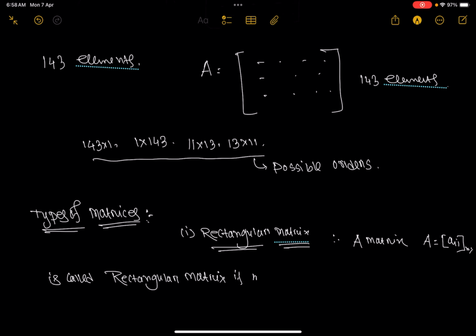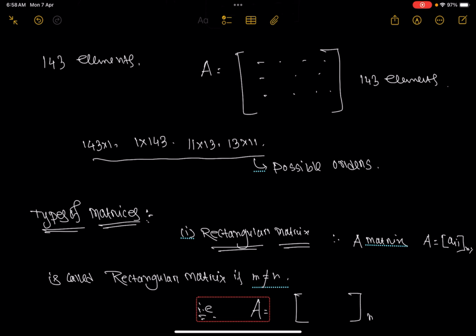If m is not equal to n. What this implies is that if A is a matrix of size m cross n, it is given a condition that for some element m is not equal to n. This is the given criteria for a rectangular matrix.